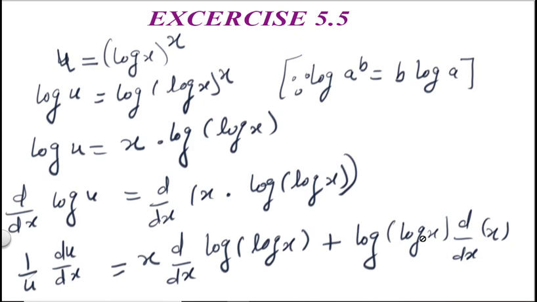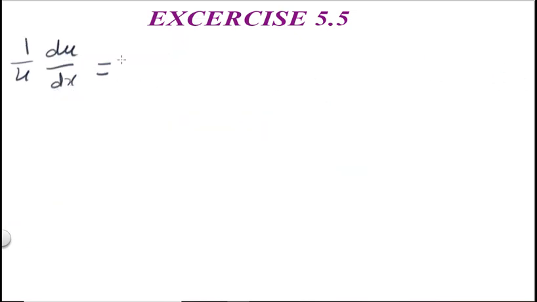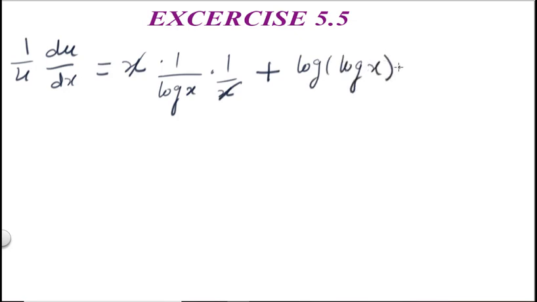So we will have 1 upon u du by dx equals. So let us see what should be there. You see here, x is as it is, log of log x. So what will be the differentiation of log log x? 1 upon log x, and when we do for log x, that will be 1 upon x. So I will write x as it is. Log of log x will be 1 upon log x, and then we do for log x, it will be 1 upon x. We can cancel x and x here also, see. Plus, now log of log x is as it is and differentiation of x is 1.